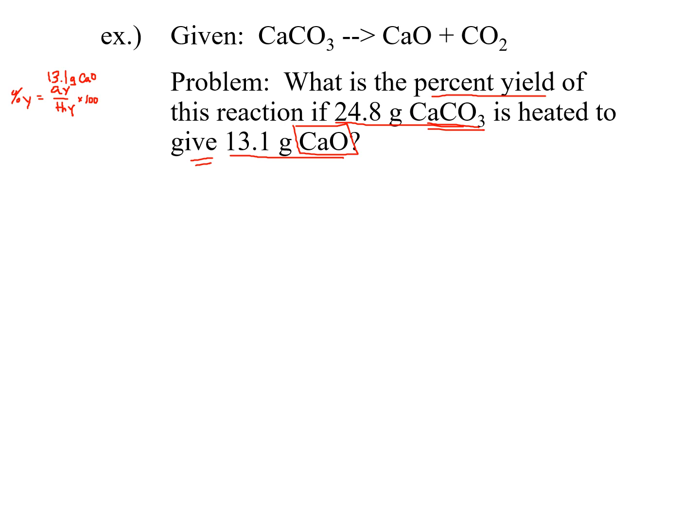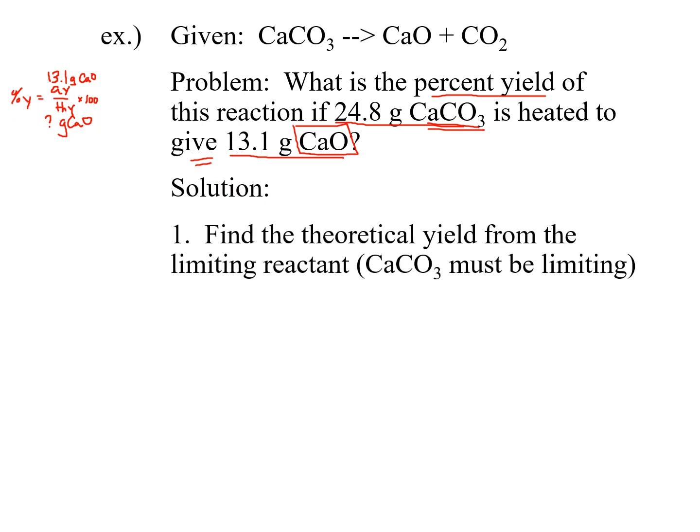To find the theoretical yield, we're going to have to use the 24.8 grams of CaCO3 to find how many grams of CaO theoretically we could produce, right? Once we know that number, we can plug it into our equation over here on the side, and we can figure out what our final answer is. Okay, so our job is to find the theoretical yield of CaO. So we have to do a mass-to-mass problem. Our given is 24.8 grams of CaCO3. So let's write that down.